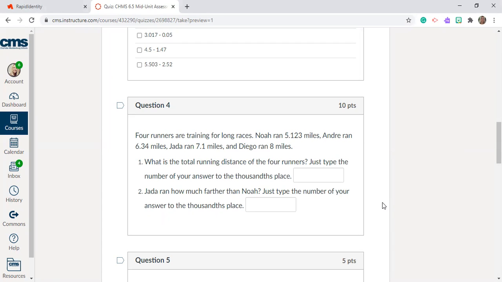Question number 2. Jada ran how much farther than Noah? So now you're looking at Noah and Jada and determining how much farther Jada ran than Noah. Okay, do the math in your notebook and type your answer to the thousandth place in the box. Go ahead and pause and do your work.